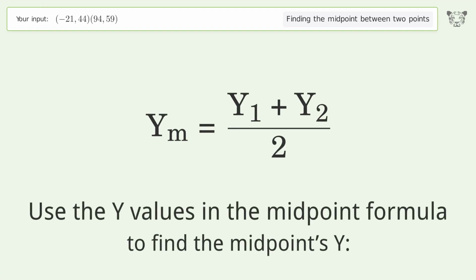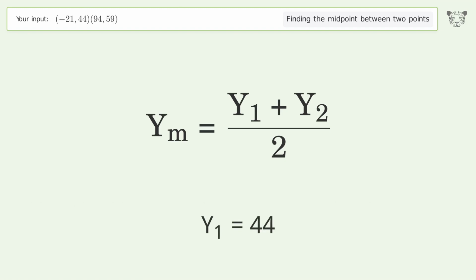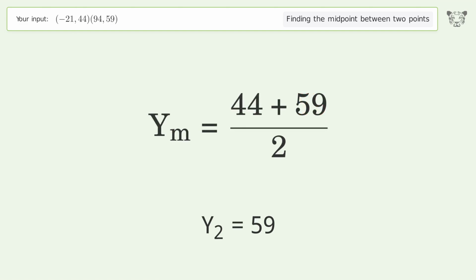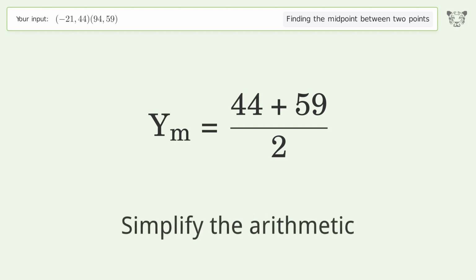Use the y values in the midpoint formula to find the midpoint's y. y1 equals 44. y2 equals 59. Simplify the arithmetic.